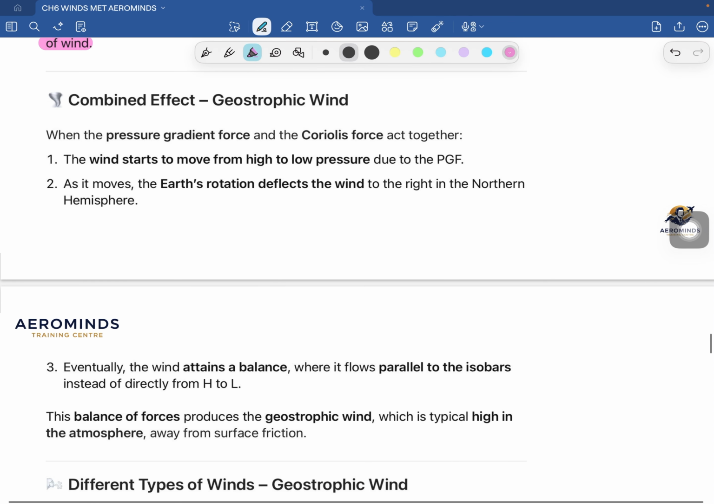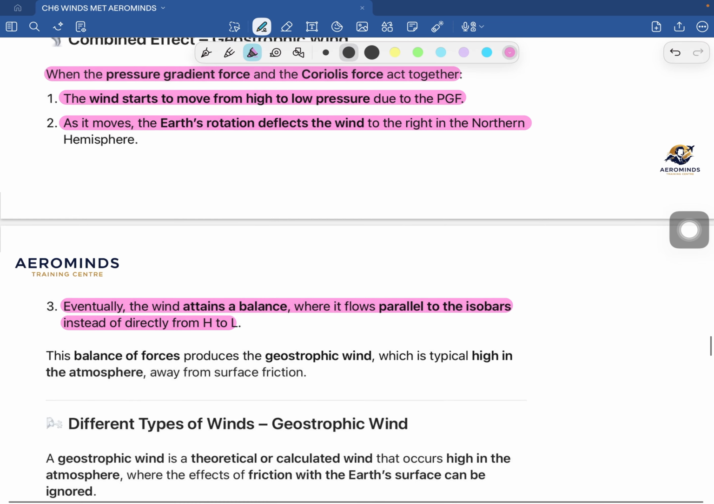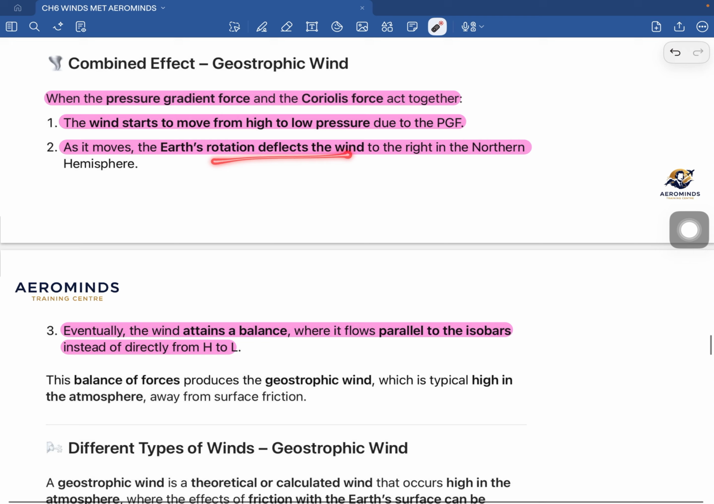So, remember, when the pressure gradient force and the Coriolis force act together, what happens? The wind starts to move from high pressure area to low pressure area due to the pressure gradient force. And as it moves, the Earth's rotation deflects the wind to the right in the northern hemisphere, and eventually the wind attains a balance where it flows parallel to the isobars instead of flowing directly from high to low. Remember, right in the northern hemisphere and left in the southern hemisphere.